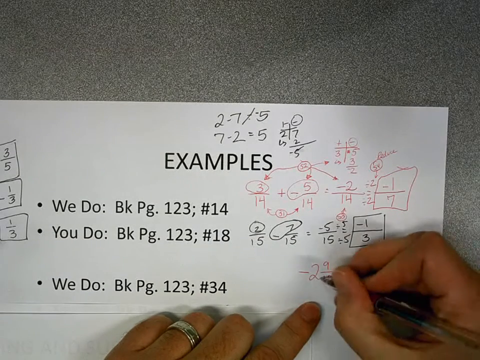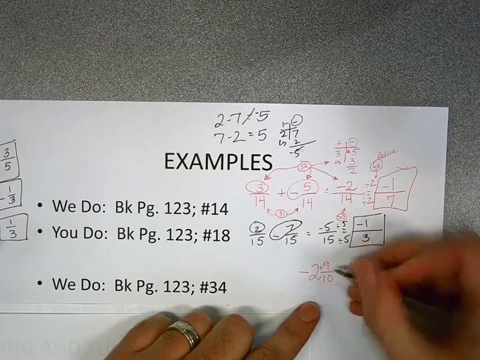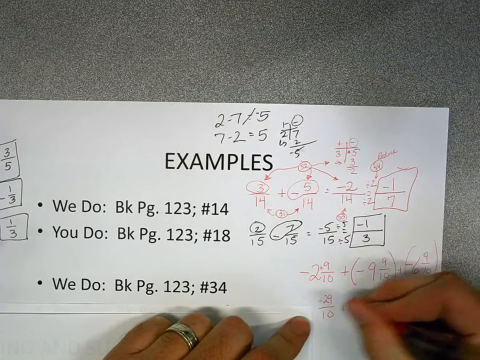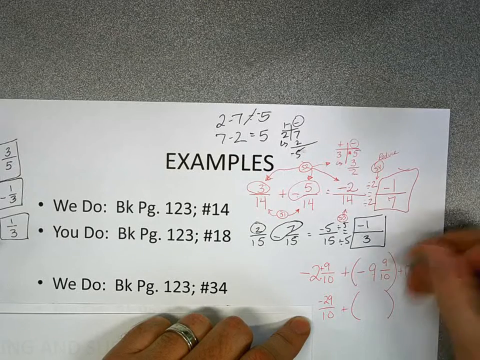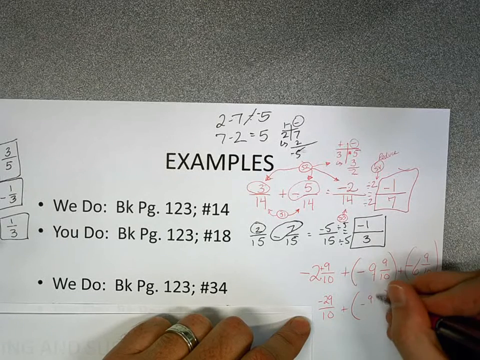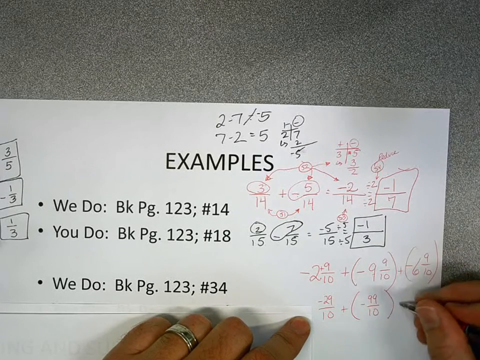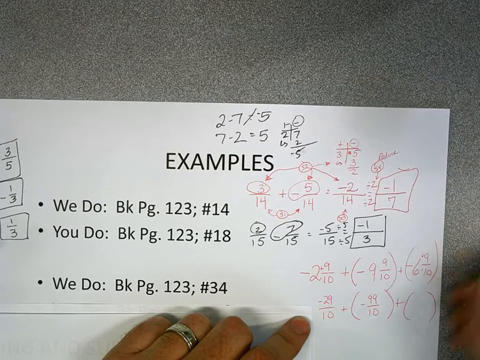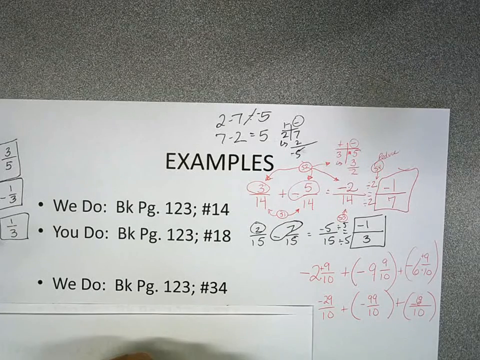So I'm going to go ahead and say this is 20 plus 9, so it's a negative 29/10 plus, this is 90 plus 9, so it's negative 99/10 plus 60 plus 9, so it's a negative 69/10. Now they all have the common denominator.